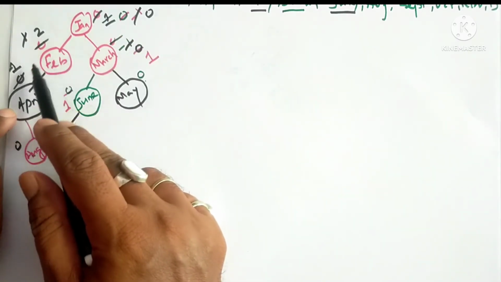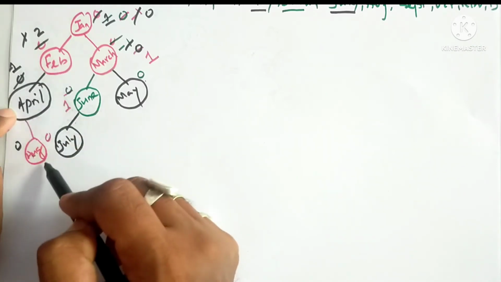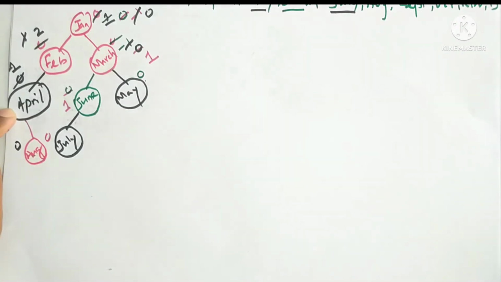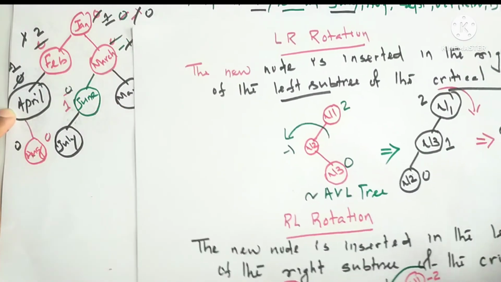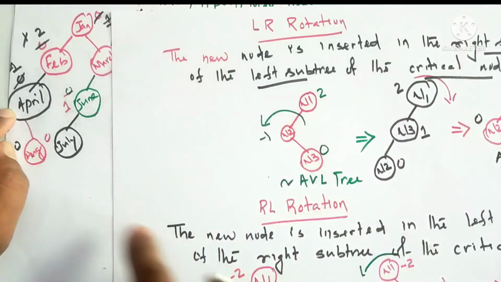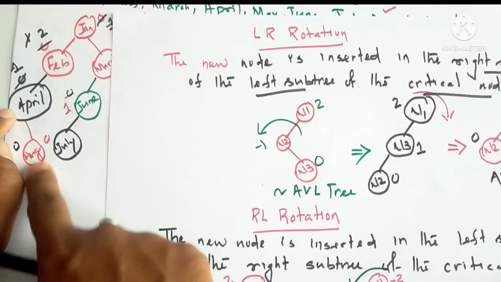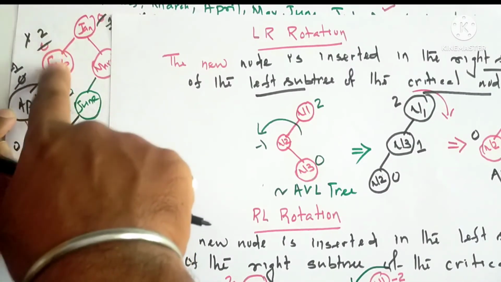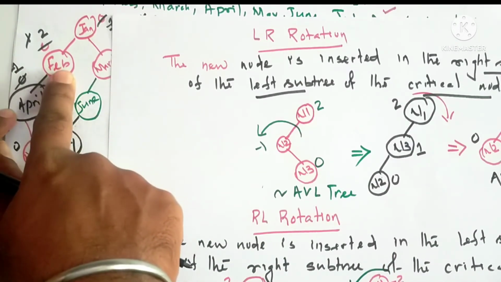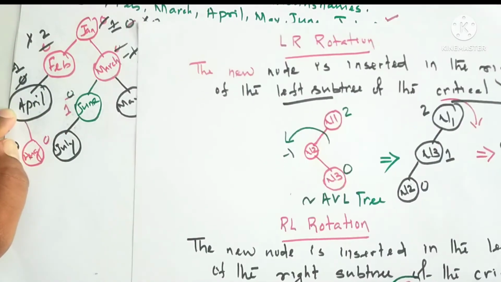If it's so, then just look at what type of rotation. So in this left subtree, the new node inserted and the right part. So what type of rotation are you going to apply? So just recall, I can say that this belongs to your LR rotation. The new node is inserted in the right subtree of the left subtree of the critical node. February is the critical node. So we have to apply the first rotation at April, then we'll apply the second rotation at February. So 2 rotations we should apply.